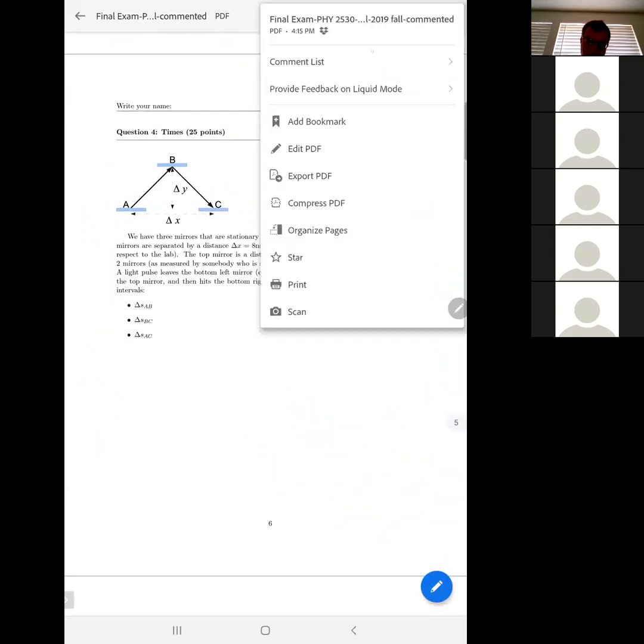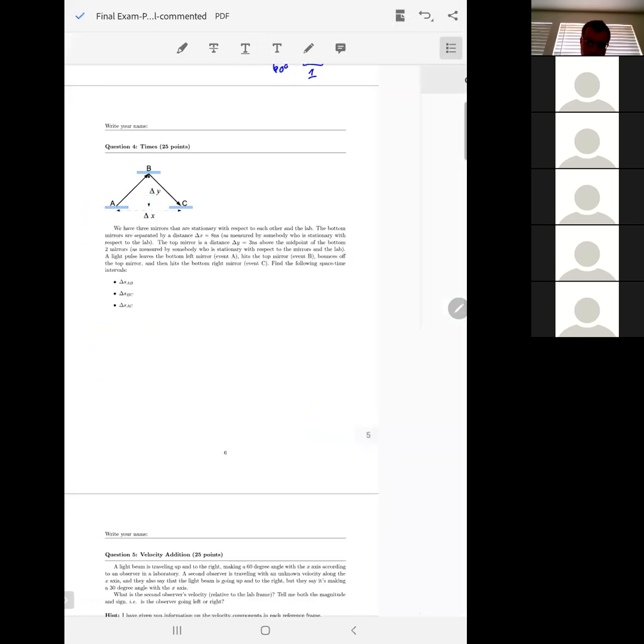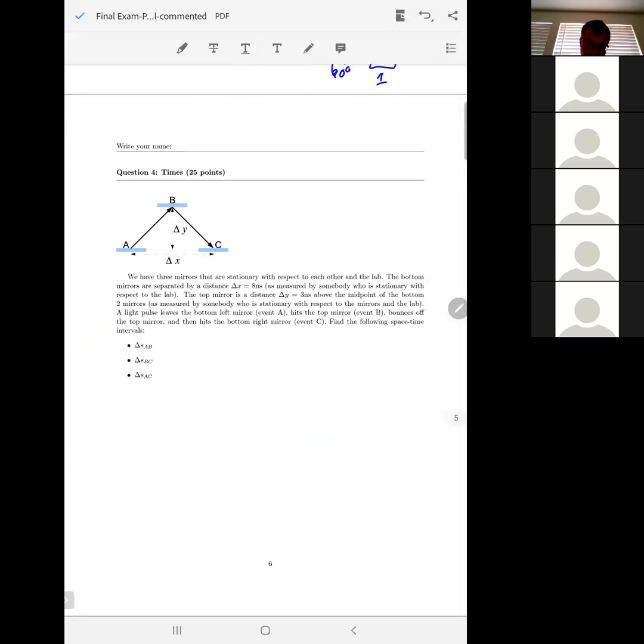Okay, now we come to relativity. So let's see, we have 3 mirrors that are stationary with respect to each other and the lab.